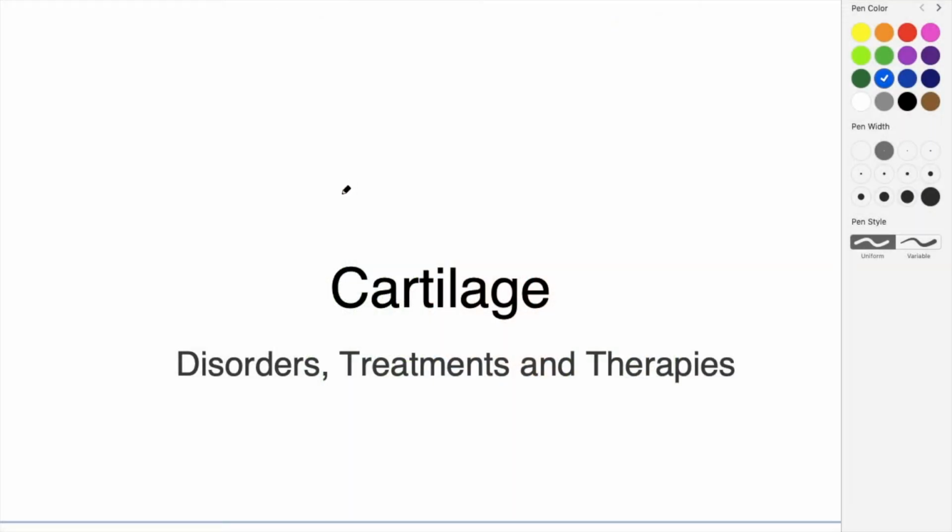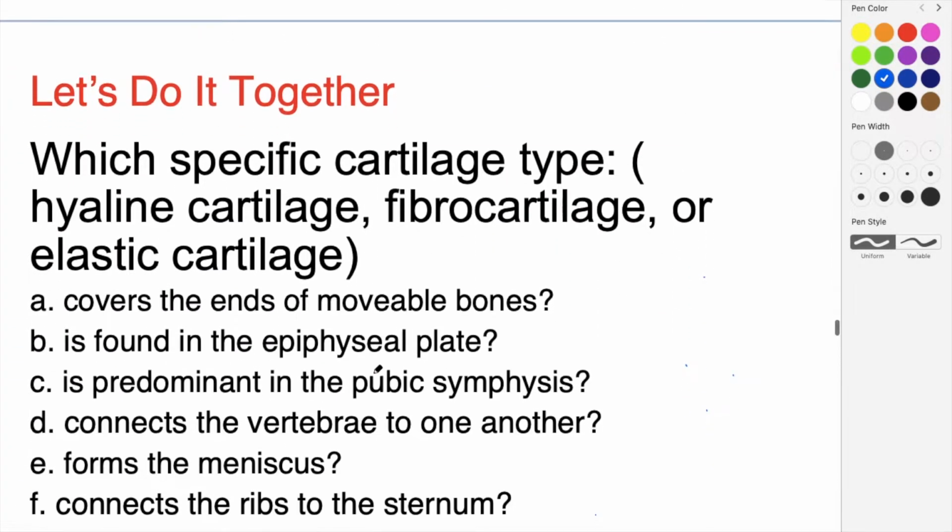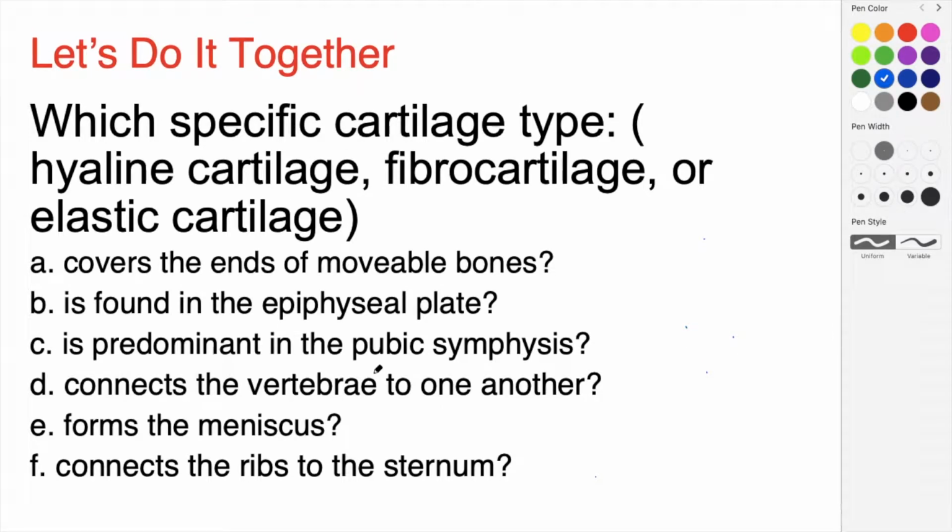Welcome back, guys. Today we can talk about disorders, treatments, and therapies related to cartilage. Before we move on to today's topic, I just want to check your understanding of different types of cartilage. Let's do some practice problems here, and we'll move on to today's topic then. Okay. So as you can see, I have different criteria, and you just need to figure out which belongs to which cartilage. Okay. Covers the ends of the movable bones.